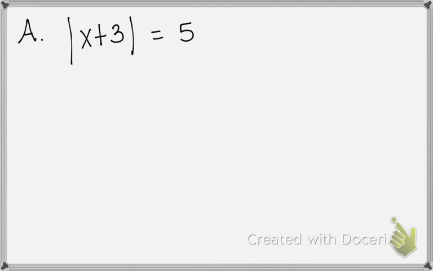So we're actually going to set up two equations. The first one, we're going to pretend that these absolute values here are gone. So we're going to just pull it out. x plus 3 is equal to 5.